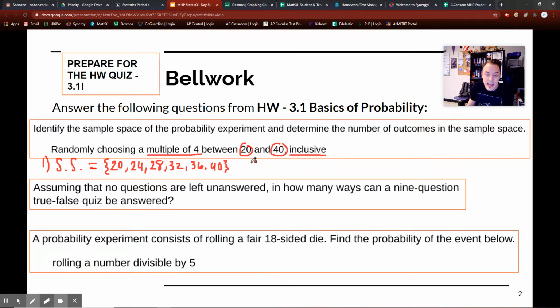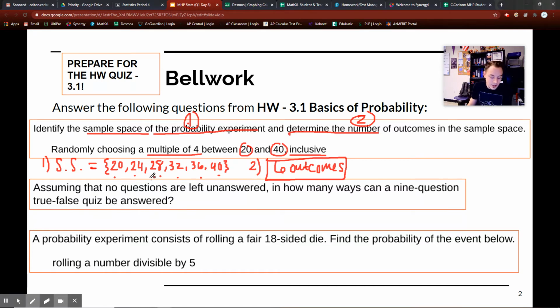The second thing it's going to ask you is how many outcomes, and then determine the outcome. So this was our first step right here, probability experiment, find the sample space. The second step is determine the number of outcomes. Now we just count 1, 2, 3, 4, 5, 6. So we write 6 outcomes. And yes, guys, it is that simple. Boom. Done.